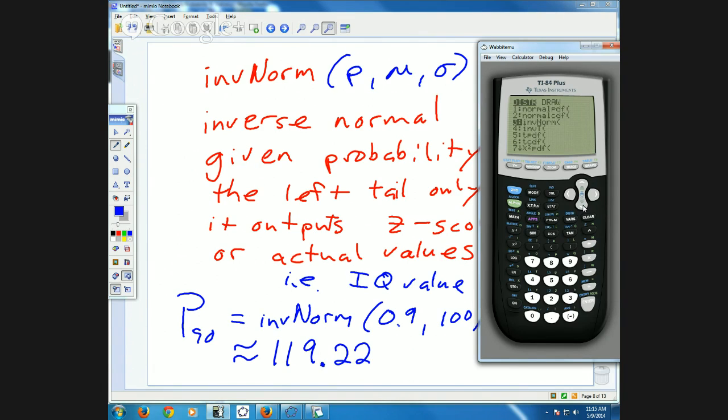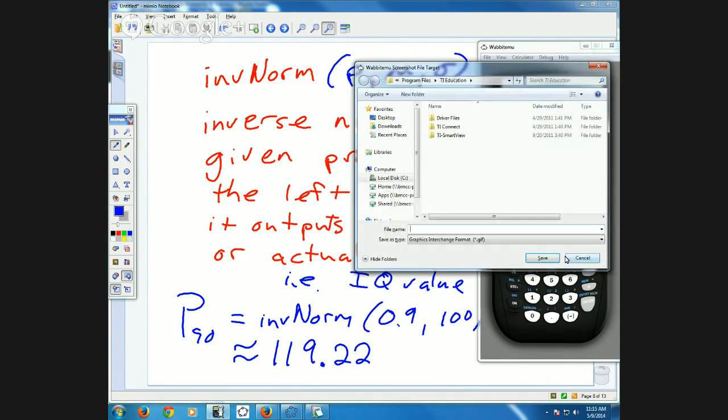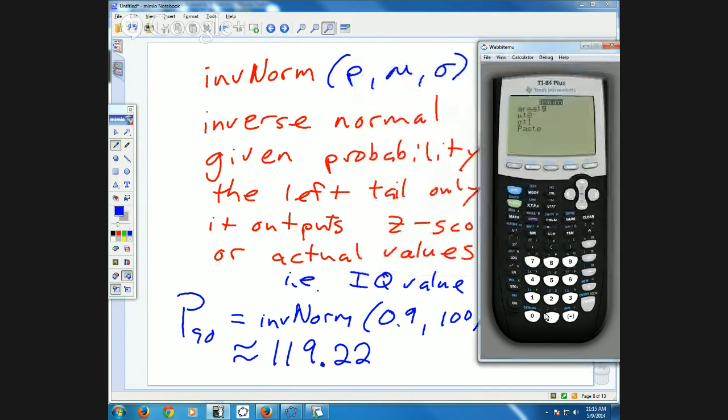Let's see, option 3 is inverse normal. Area is 0.9. By the way, whether you're using Google spreadsheets, Excel, Apple's numbers, it's the same formula. Oops, 0.9, what did I do? 0.9. Now, if I wanted z-scores, I would go for 0 and 1, because the mean for z-scores is 0, standard deviation is 1. But I want IQ scores, so that's 100 and 15. So it's going to be inverse norm, 0.9, 100, 15, enter, and we get the 119.22.